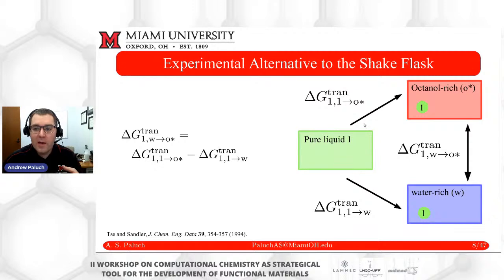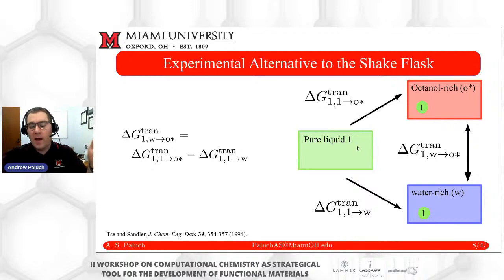The idea in constructing this thermodynamic path is that what I want, delta G of transfer, is equivalent to the transfer free energy going from my pure liquid to octanol minus the transfer free energy going from my pure liquid to my water-rich phase. Rather than a shake flask experiment, which is time consuming, where I have a flask containing water and octanol, add some solute, shake it up, and then wait for the system to equilibrate, and these are complicated systems, so that equilibration time is non-trivial, I can decompose it into a thermodynamic path.